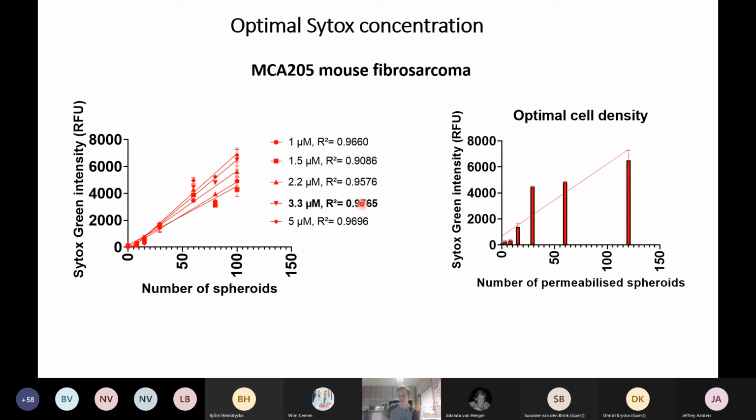Of course, this will be different for all different cell types used in the assay. So when you use a new cell line in this assay, you will need to optimize the Cytox concentration. And it can also differ between 2D cultures and 3D cultures. Here we also determined the optimal spheroid density, where we saw the steepest increase in fluorescence, which was for us 80 spheroids per well.